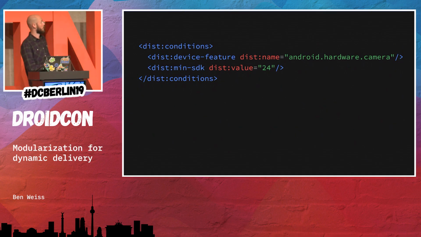Same thing with values, so with min SDK numbers. That means you don't have to create multiple applications for different minimum SDK versions, but you can create one single application for this, and you can add some features that are only relevant for users that have a certain min SDK version.